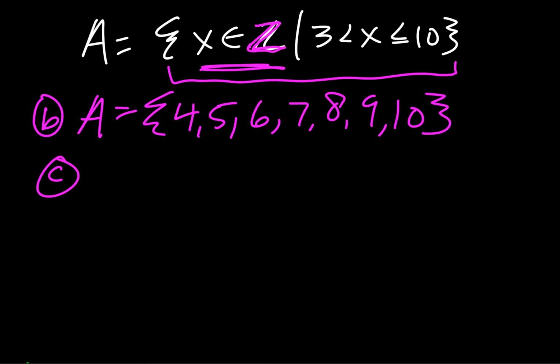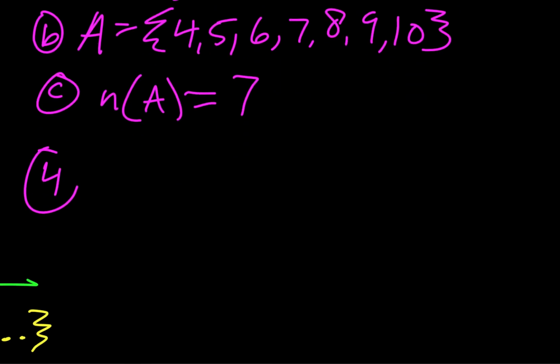Then we're going to move on to C, which is n of A. And remember from previous lessons, n of A just says how many elements are in this set. So we just count 1, 2, 3, 4, 5, 6, 7, and that's our answer on that. Now we're going to move on to example 4.